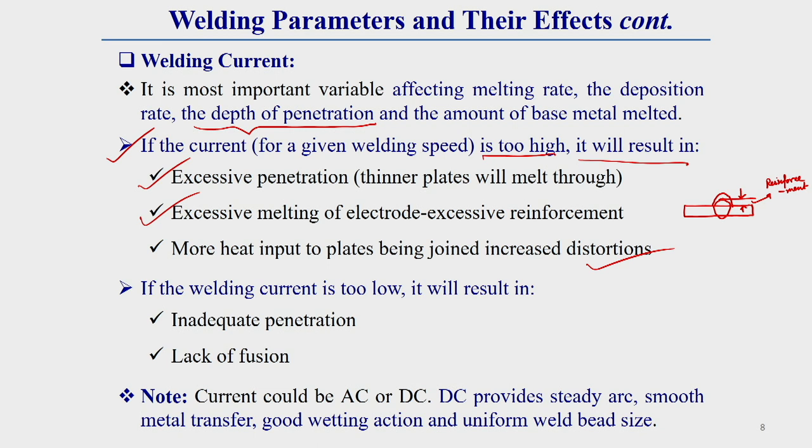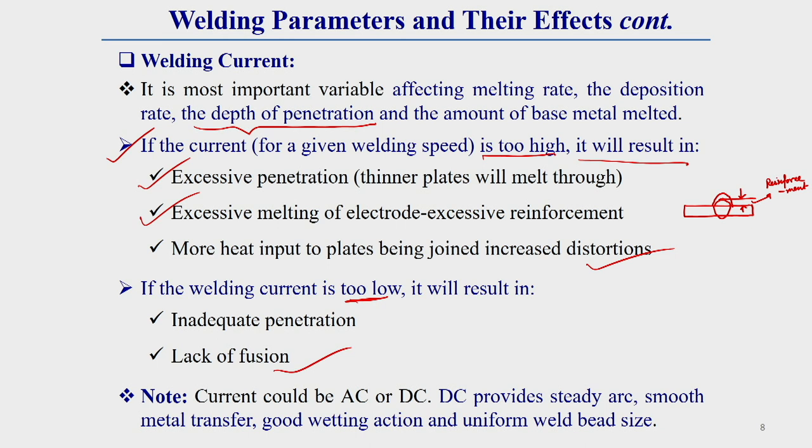Now if the current is too low, the result will be opposite. There will be inadequate penetration. That means whatever penetration is required, that much penetration will not be obtained. Less penetration will be obtained, so that is called inadequate penetration. Apart from this, there can be lack of fusion. So these two effects can occur if the current is less.